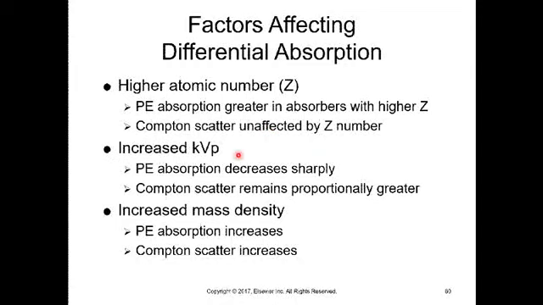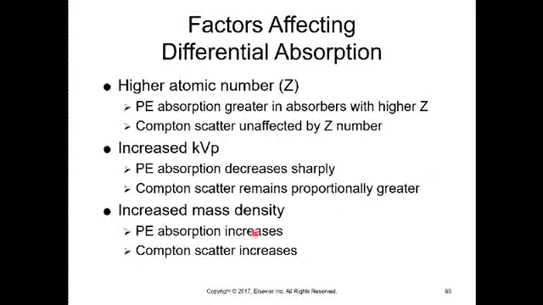When you increase your kVp, so you're making it a higher penetrating beam, so it's going to be higher quality, it's going to go through the patient better, your photoelectric absorption decreases and your Compton scatter remains proportionally greater. So again, your absorption is going to be less because your kVp is higher penetrating, so it's going to be able to go through the patient more, but your Compton is going to be considerably greater. That's that 40 keV crossover I was talking about.